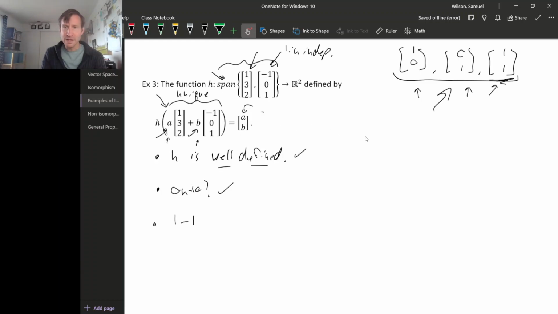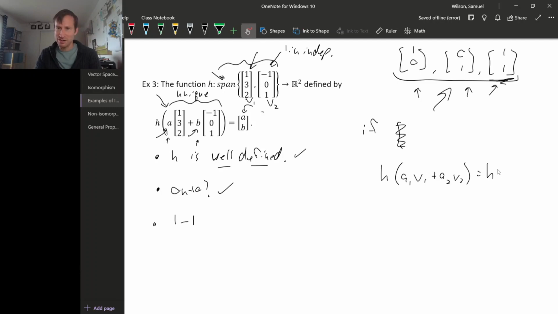So what we need to ask is, if H of, I'm going to call this one V1 and this one V2, just so I don't have to write out the vectors, if A1 V1 plus A2 V2 equals H of, say, B1 V1 plus B2 V2, what we want to prove is that A1 V1 plus A2 V2 is equal to B1 V1 plus B2 V2, right?